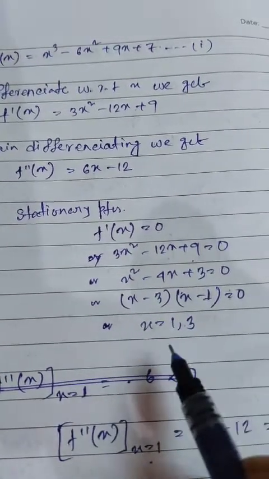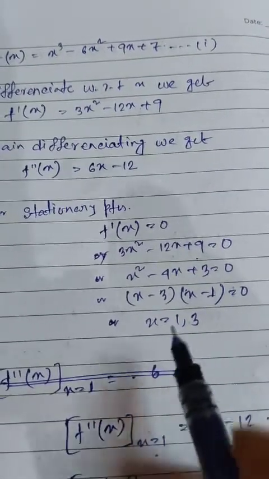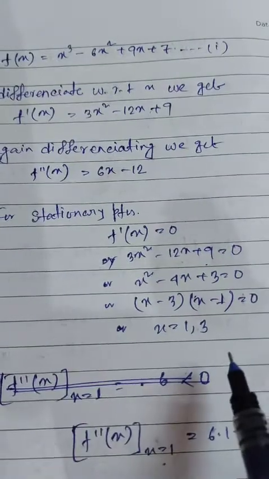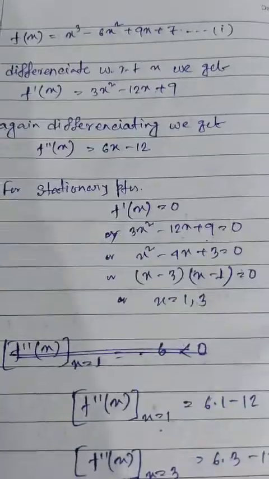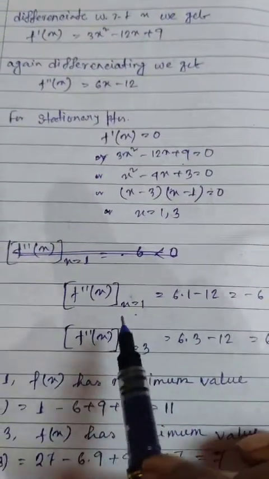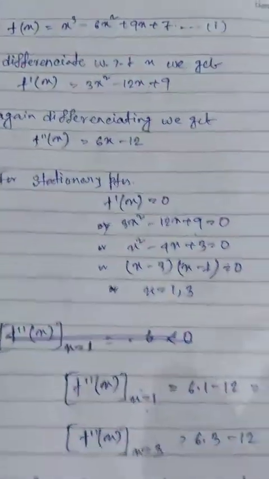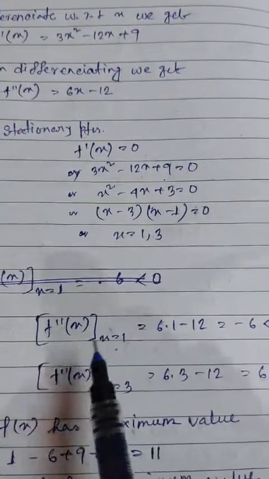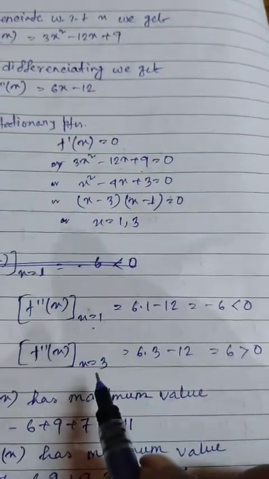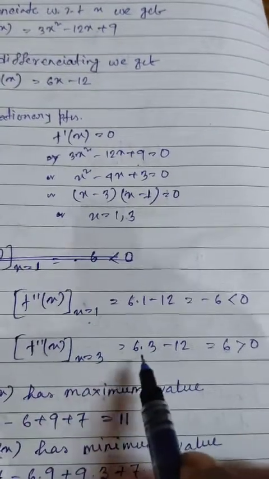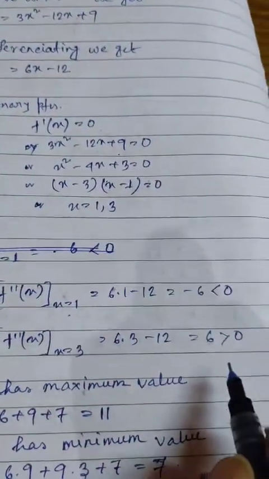after simplification by middle term factor, we will get x is equal to 1 and 3, and now we have to check the second order derivative at x equal to 1 and 3. This will give less than 0 or greater than 0. We know that f double dash x is equal to 6x minus 12, and here we check at x equal to 1, the value of f double dash x is minus 6, which is less than 0, and at x equal to 3, f double dash x is 6 into 3 minus 12, which gives the value 6, which is greater than 0.